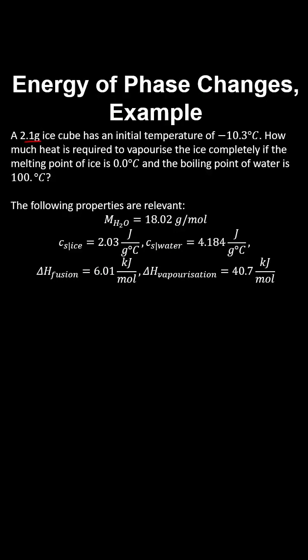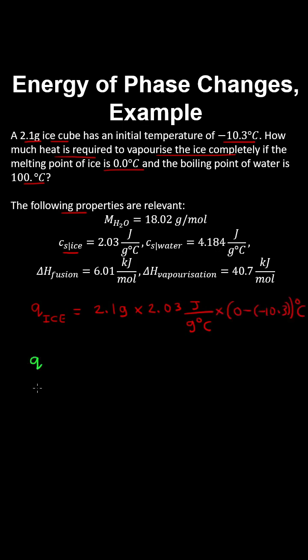A 2.1 gram ice cube has an initial temperature of 10.3 degrees Celsius. How much heat is required to vaporize the ice completely? And we can use the following properties. So the heat required to increase the temperature of the ice to the melting point can be obtained using the heat transfer equation. We have 2.1 grams of ice, a specific heat of ice, and a change in temperature.